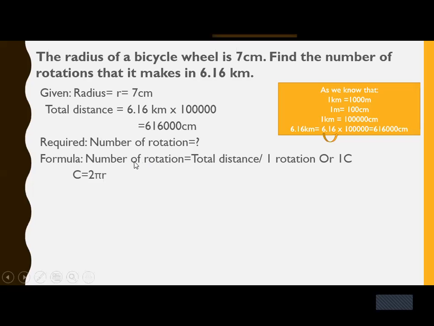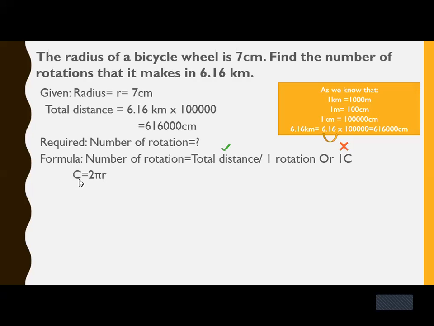Now for finding the number of rotation, students, first we have to find the circumference. In this equation you can see that again c is unknown. In the given data you can see that only the radius and total distance are given. So how can we find the circumference?